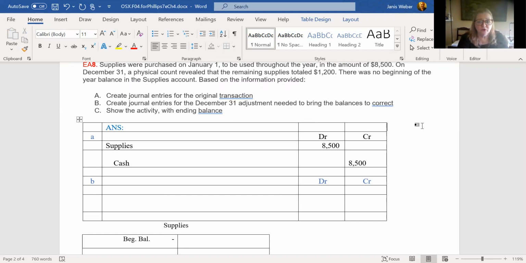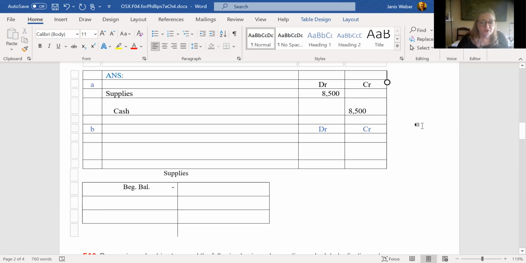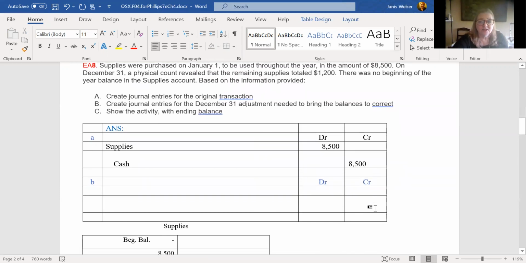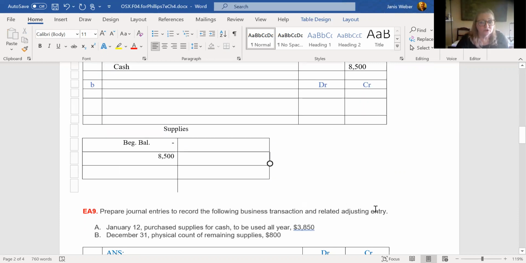Then they want you to create the journal entry for December 31st. So basically, we're going to post that beginning entry, that $8,500 debit to supplies. And then we want the ending entry for supplies to wind up being the correct amount, $1,200. How do we take an account that has a debit balance of $8,500 and bring it to the correct balance of a debit balance of $1,200?